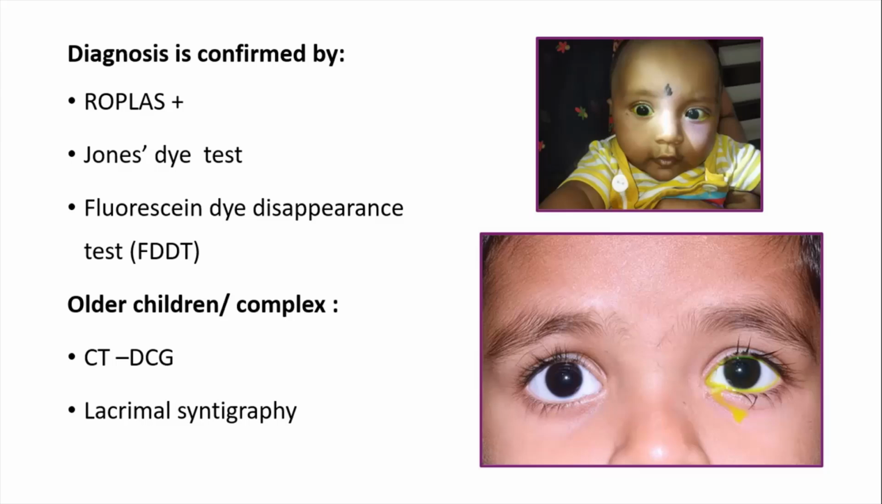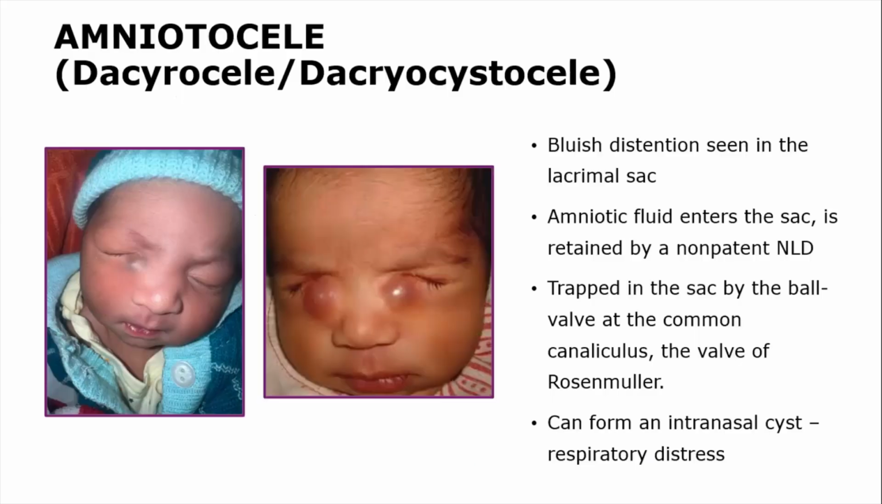In older children, or when it's a complex nasolacrimal duct obstruction, or if it is secondary following any trauma or orbital fractures, then we can do a CT dacryocystogram or a dynamic lacrimal scintigraphy to identify the level of the obstruction. A little bit more about this condition, the amniotocele.